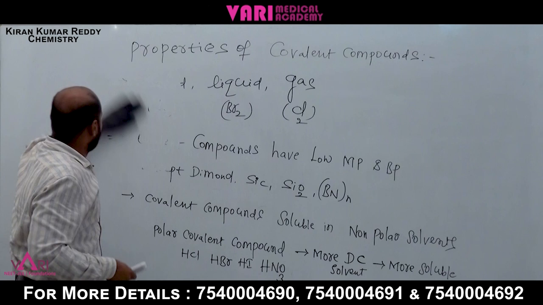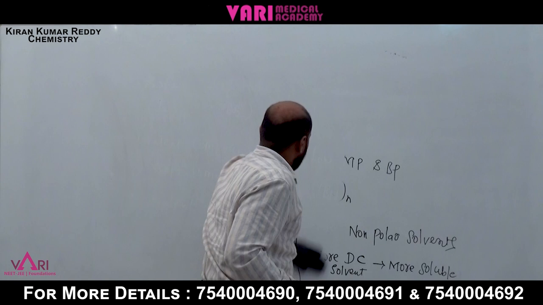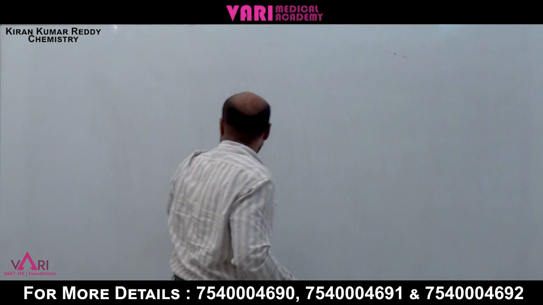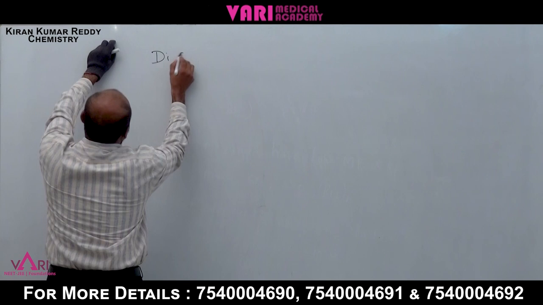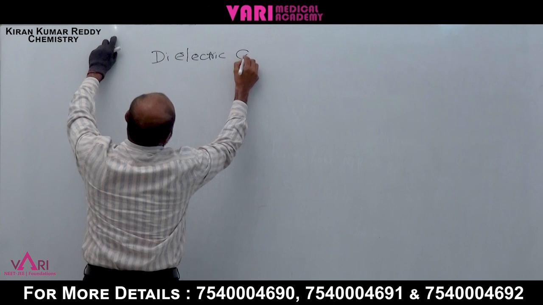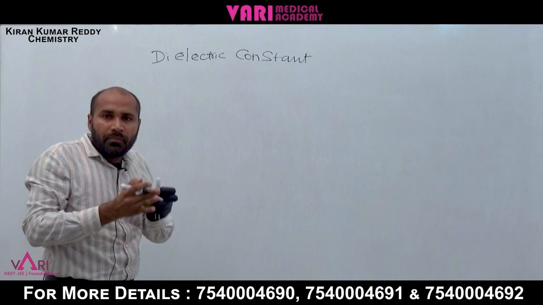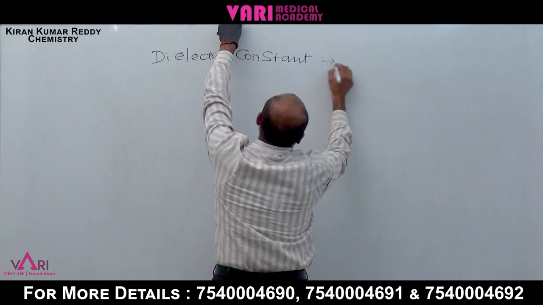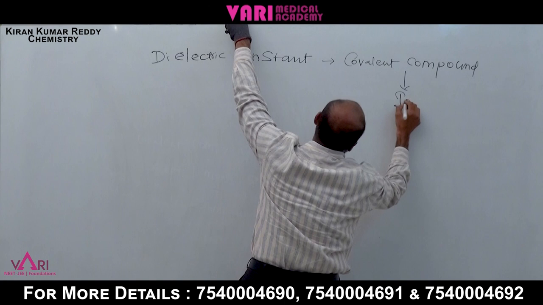What is the dielectric constant? Dielectric constant means the polar covalent or covalent compound is dissociated or split into ions. The covalent molecule or covalent compound splitting into ions, that is called dielectric constant.